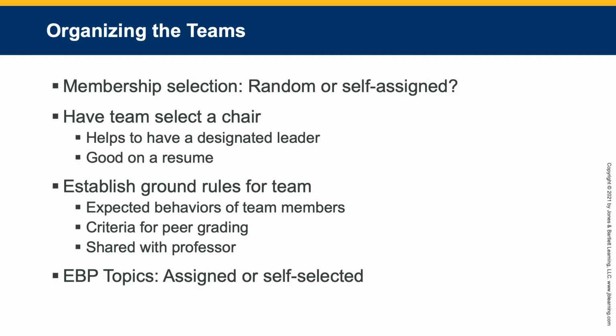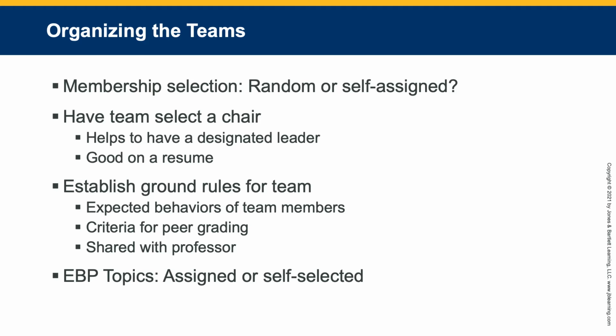Then I have each team set ground rules. And their ground rules are a list of expected behaviors of the team members. And I use this as the criteria for peer grading. When I first started this project, I just had peer grading and there was no criteria. And it was really difficult for them to grade their peers because they didn't have any criteria. And also it was hard for me to do individual group contributions, grade the students' performance individually, because I wasn't really with the groups.